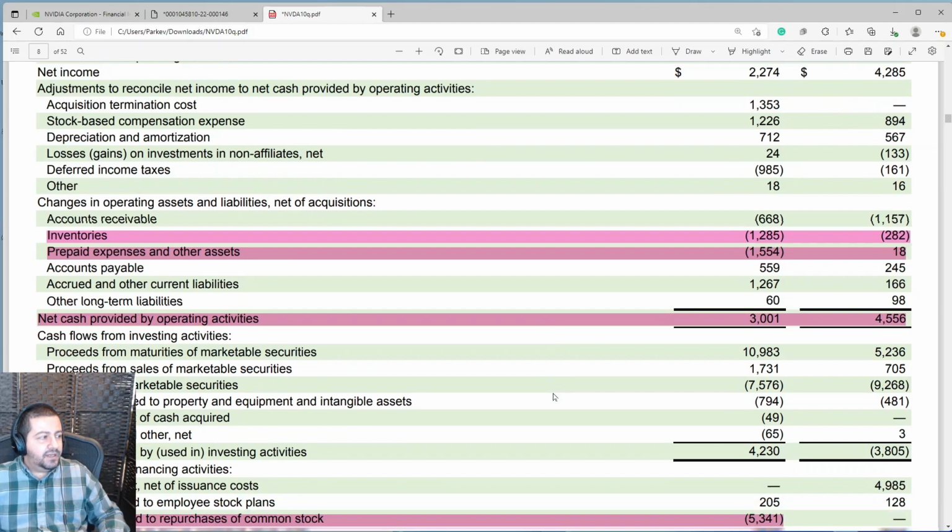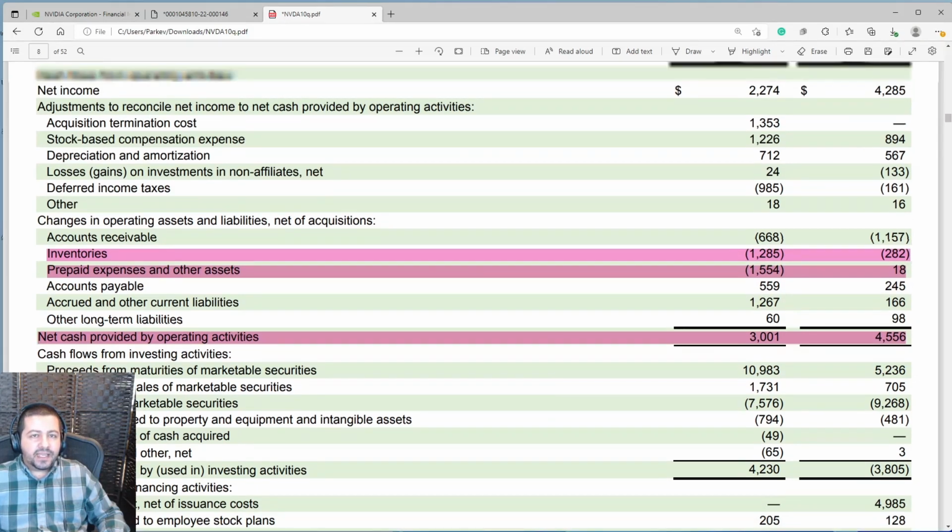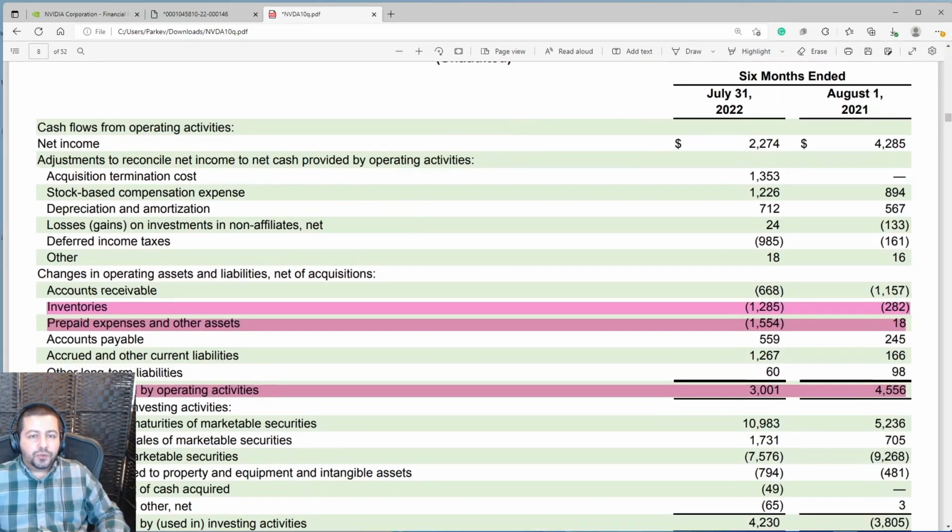And for Nvidia, its cash provided by operating activities decreased year over year to 3 billion, down from 4.5 billion last year. And the primary reason for the decrease was that it spent almost a billion more on inventories, which it still has on its balance sheet. So it still has those inventories because it didn't sell as much as it thought it was going to sell. So that was one of the reasons it caused a decrease in the cash from operations.